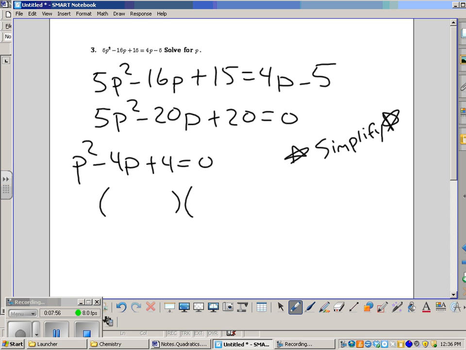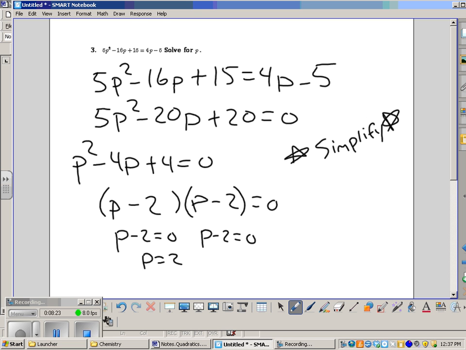Now we can set up our skeleton with, okay, P for Patrick. That's why I chose it. So numbers that multiply to 4 and add to negative 4: minus 2, minus 2. So it says now solve. We're going to take the left-hand factor, set it equal to 0, take the right-hand one, set it equal to 0. So we get P is 2 and P is 2.